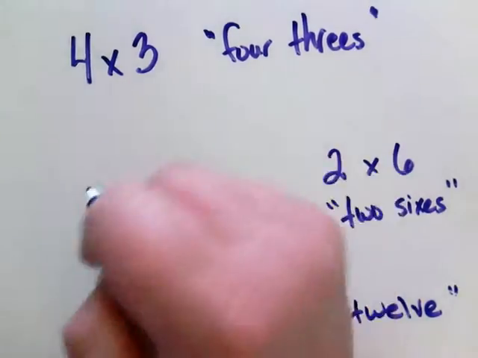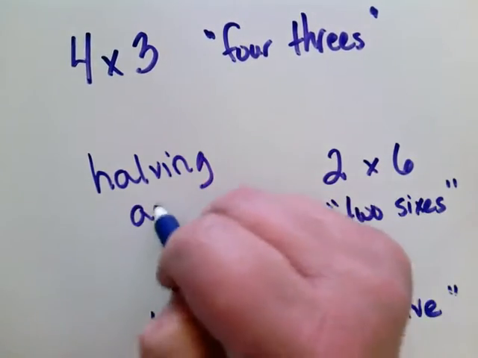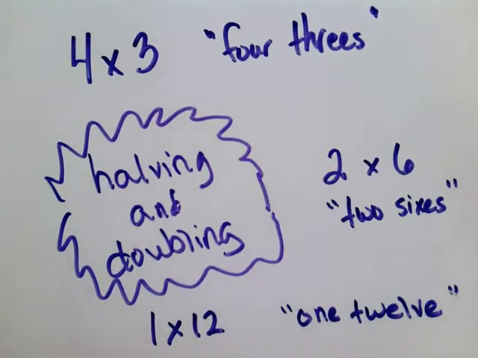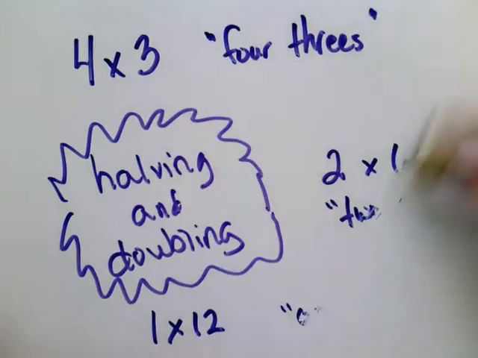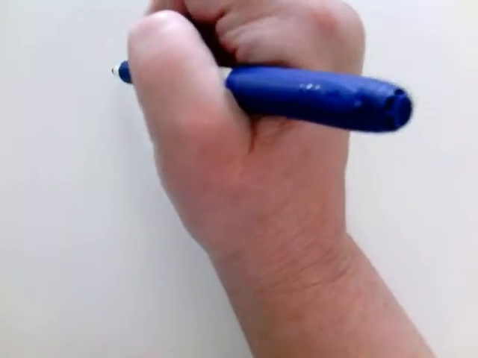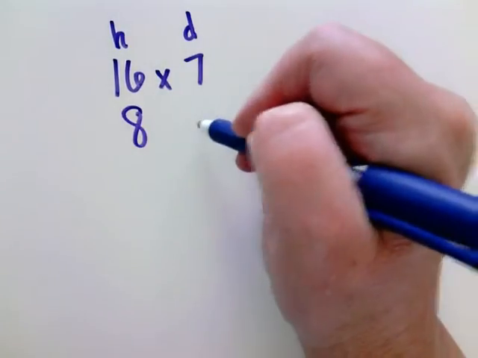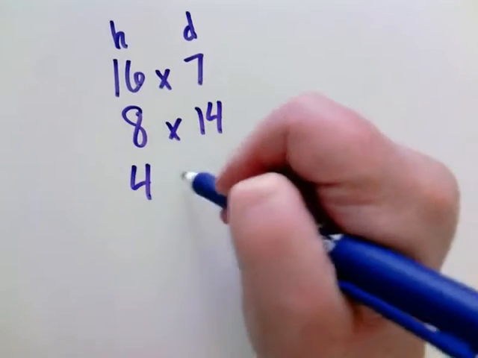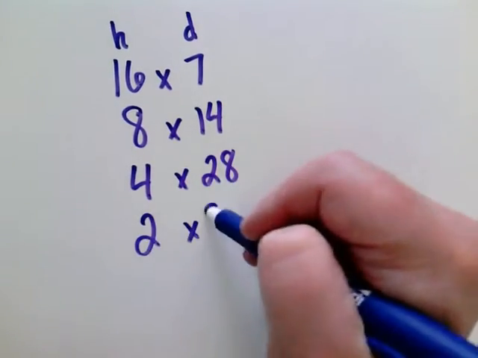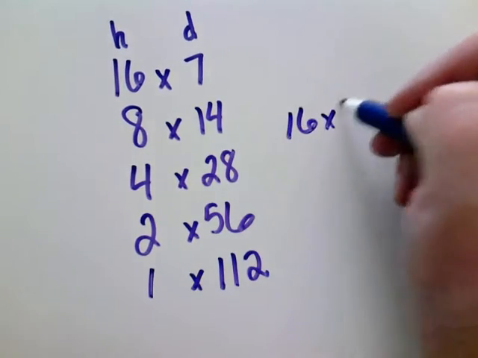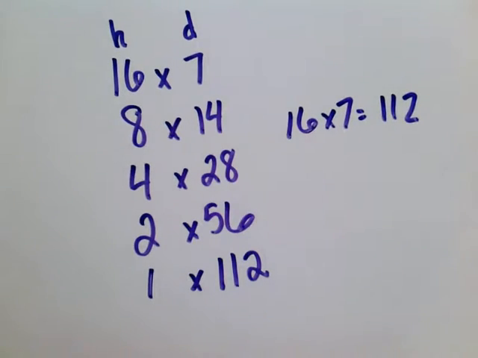Now, this method is called halving and doubling, or sometimes it's called doubling and halving. You may be thinking, that's really interesting, but will it always work? Well, let's try the method on some larger numbers. How about 16 times 7? We'll halve and double. So we'll have 8 times 14, and 4 times 28, and 2 times 56, and 1 times 112. So 16 times 7 is equal to 112. Let's try something else.